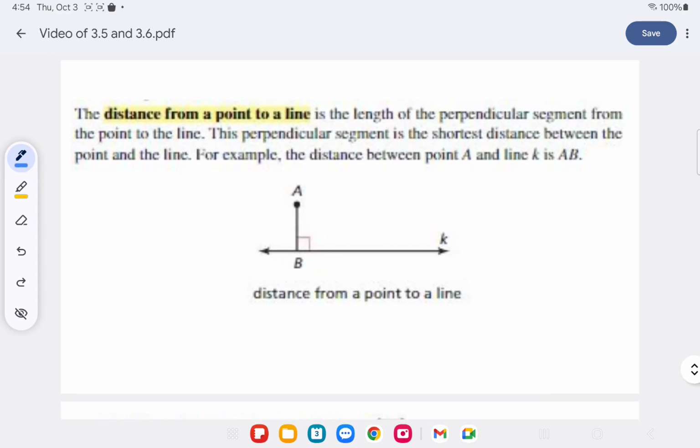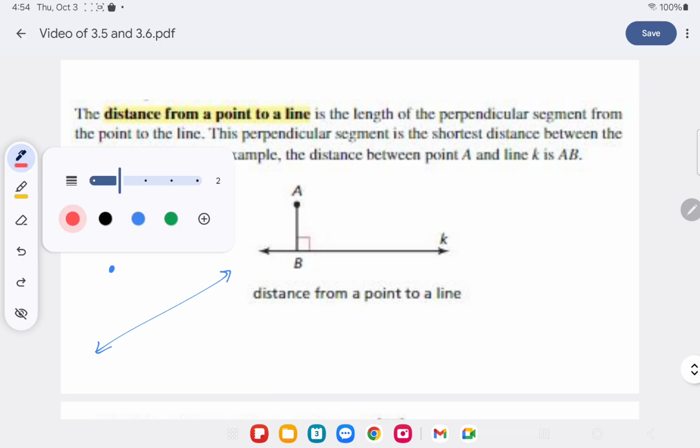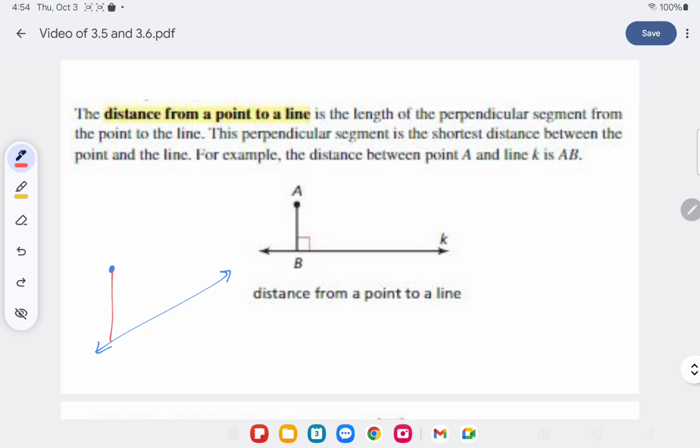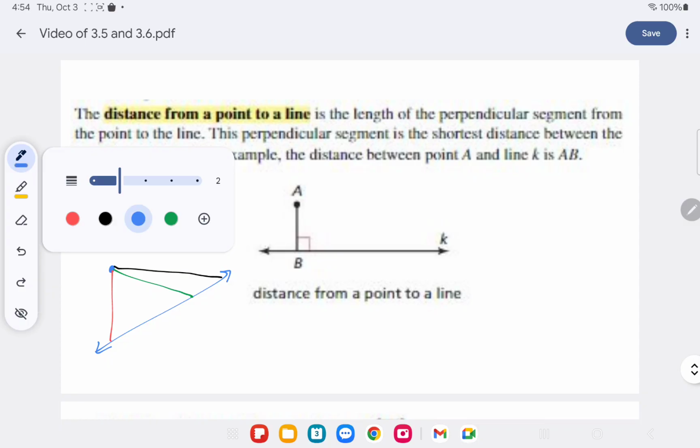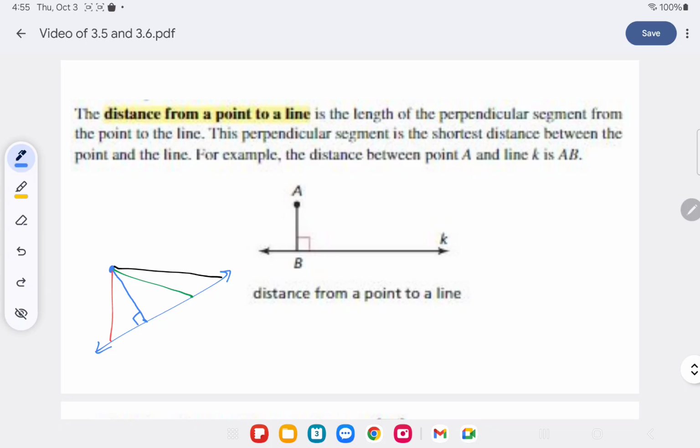The last thing you need to know from this lesson is whenever we're talking about the distance from a point to a line. So if I have a line and a point that's not on the line, when I'm talking about the distance from that point to that line, I'm always talking about the perpendicular distance, right? There's multiple ways I can go from the point to the line. Lots of ways to do it. And each of these distances is different from one another. So when I'm talking about distance from a point to a line, we're referring to the perpendicular distance. It's the shortest distance from the point to the line.